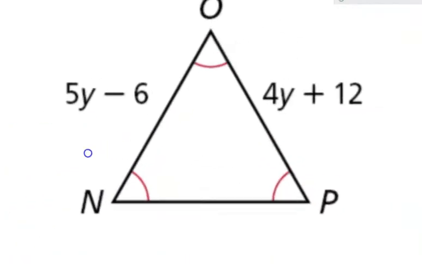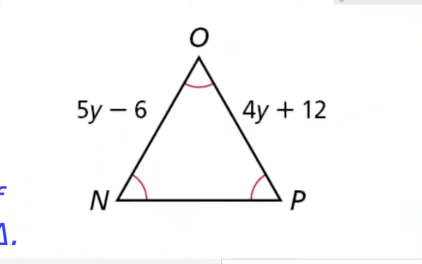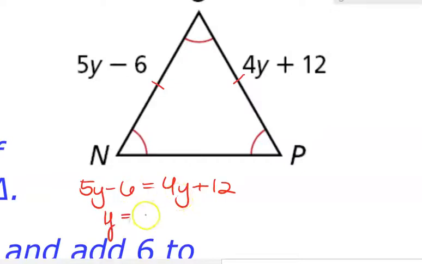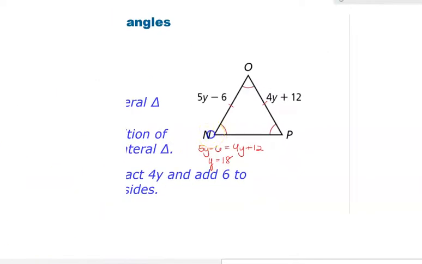Okay, find the value of y. So this time we know that the sides are congruent. I see that these are different values, so I can set these equal to each other. Okay, subtract 4y from both sides, add 6, y equals 18.